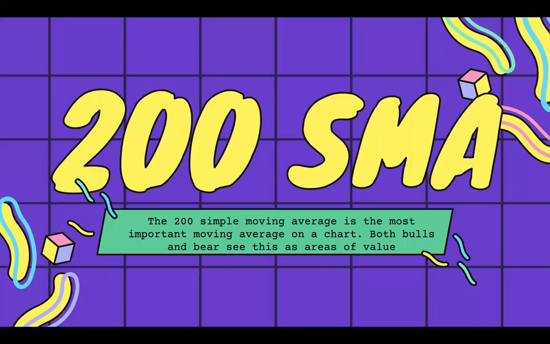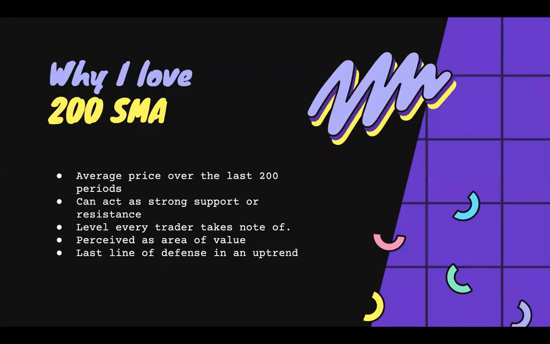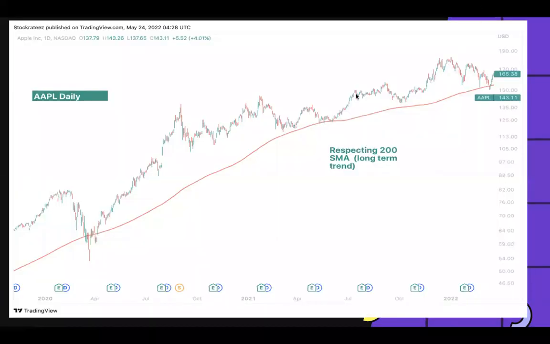So the 200 SMA is our most important moving average on a chart. Both bulls and bears will see this as an area of value. Here is the 200-day moving average, this red line. You see how price is respecting this red line, this 200-day moving average.